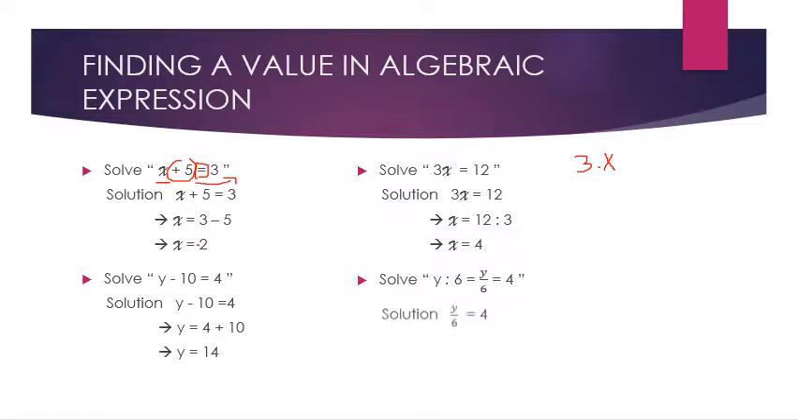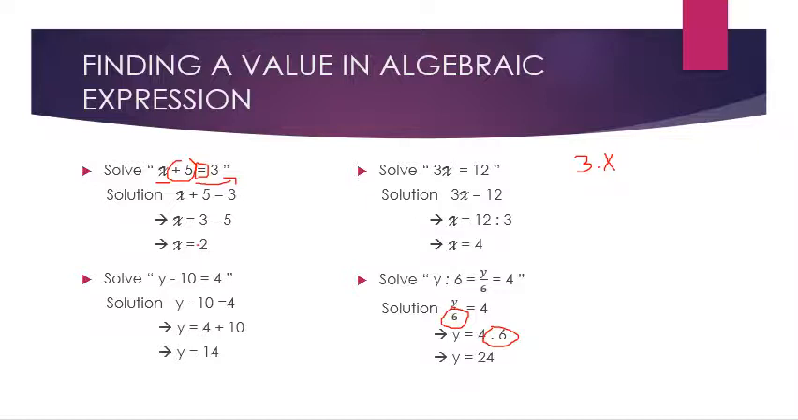And if we have division, we change the division into a multiplication. So y over 6 equals 4, where y equals 4 multiplied by 6. So we change this division into a multiplication. We get y equals 24.